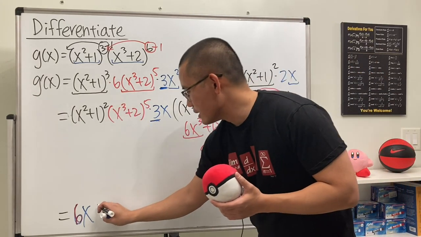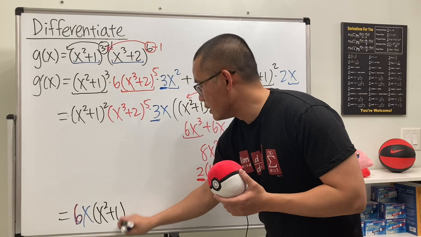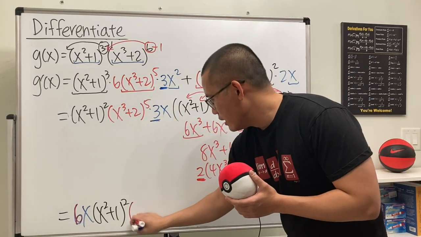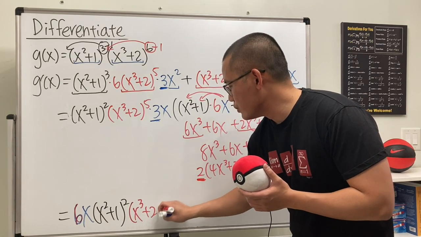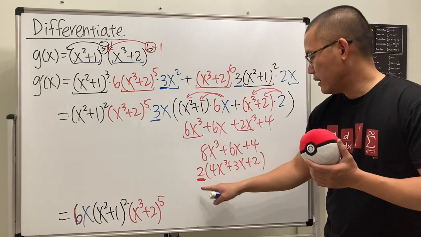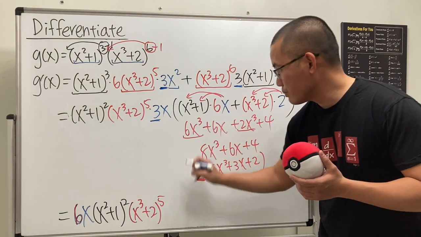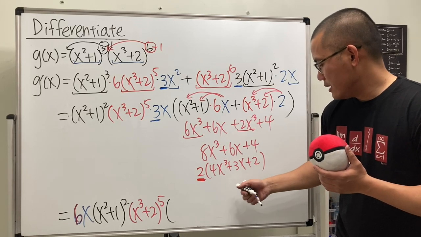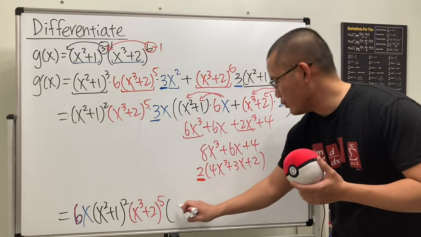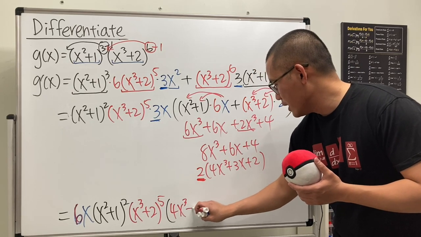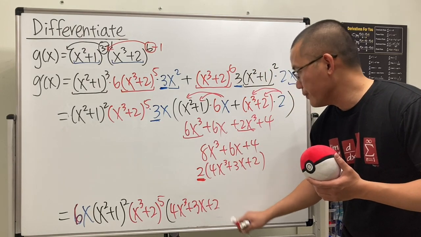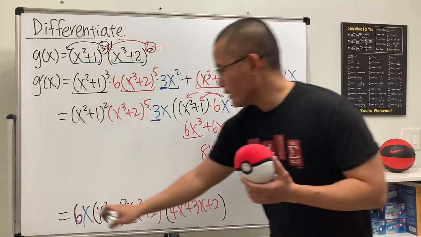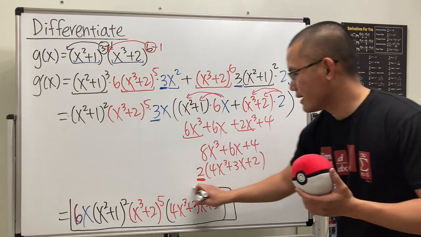And we have that, which is parentheses x squared plus 1 to the second power. And then we have that, which is x to the third power plus 2 raised to the fifth power. And lastly, we have this part, right? So I'll just put down this parentheses in black, and then we have all that. And I will just keep this in red, and I guess 4x to the third power plus 3x plus 2. And then close parentheses. Yeah, so that's it.